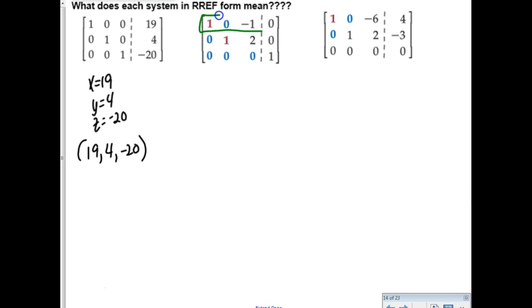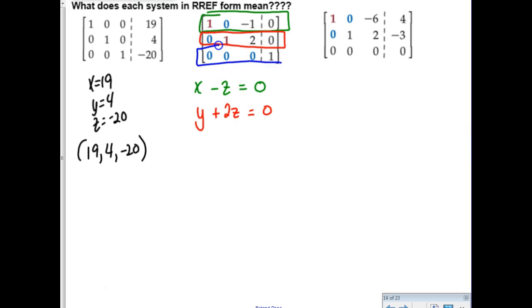This top row, I need you to translate that for me. It says 1x minus z equals 0. That's weird. It almost looks like it's not done, right? All right, let's look at this middle row. Translate that for me. It says 1y plus 2z equals 0. And then look at this mess. What does that line say? 0 equals 1.